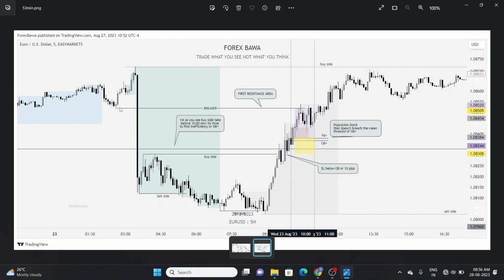The first resistance area is this breaker. How is it a breaker? Because it took buy side, then trapped the buyers. Okay, it's like that. So here the 10 pips completed and we can book our profit here. So this is also a very good example.